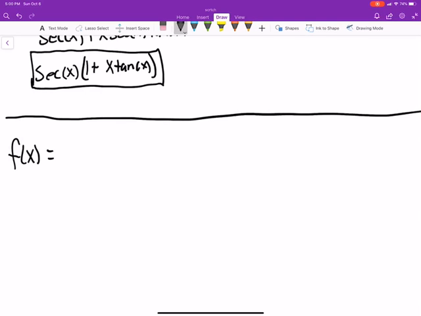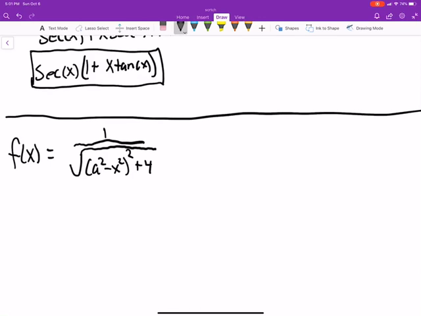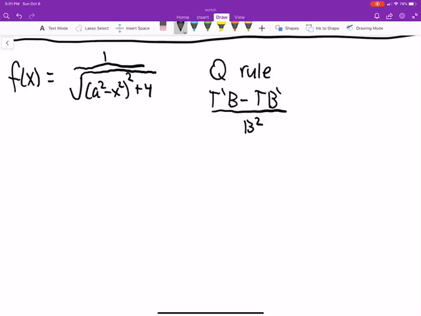So let's say f of x is 1 over the square root of a squared minus x squared, all squared, plus 4. And let's use the quotient rule to solve that. And the quotient rule, the way I remember it is derivative of the top times bottom minus top times derivative of the bottom, all over bottom squared. Where your top is just your numerator and your bottom is just your denominator.